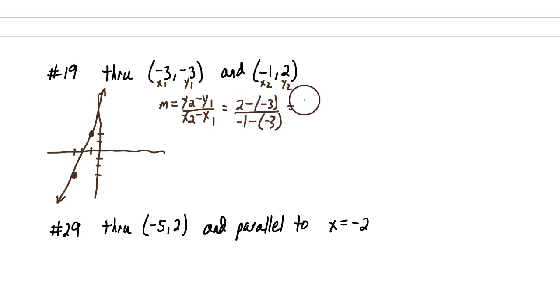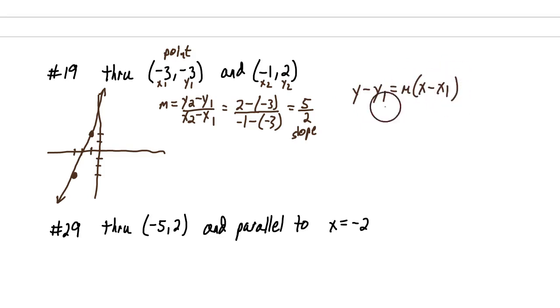2 minus negative 3 is 5. Negative 1 minus negative 3 is 2. Now we know the value of m. We've made this problem be just like the other ones, where we have a point and we have the slope. Let's use point slope form. Again, the formula is y minus y1 equals m times x minus x1.